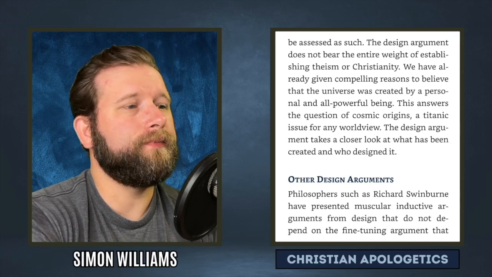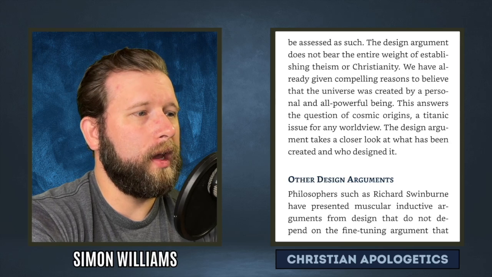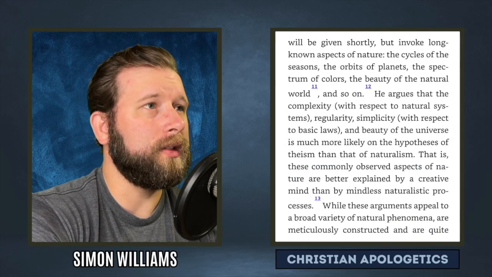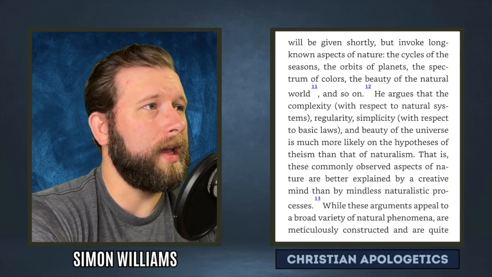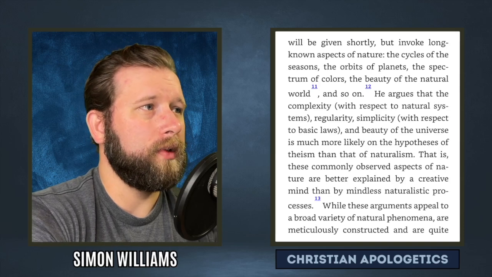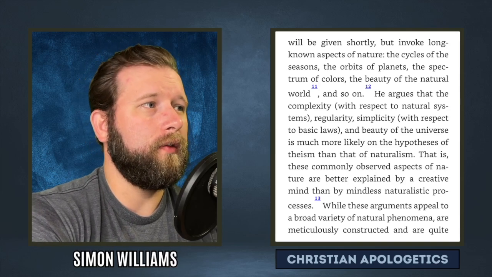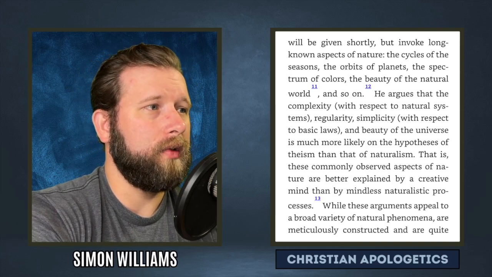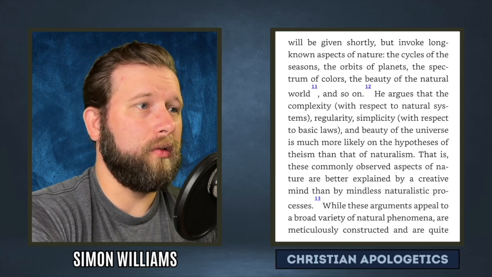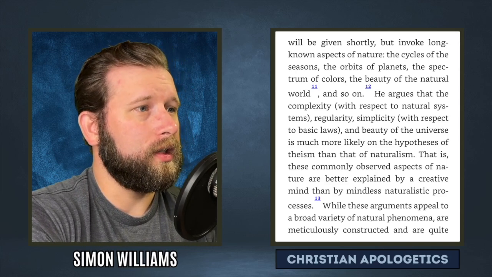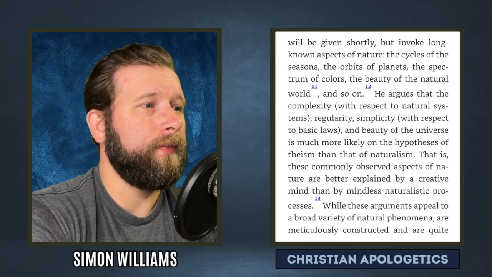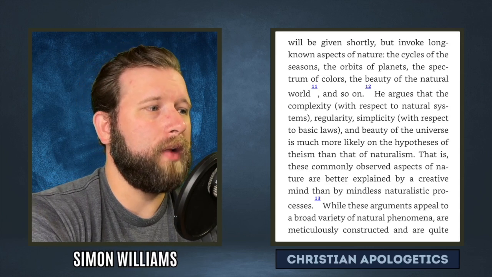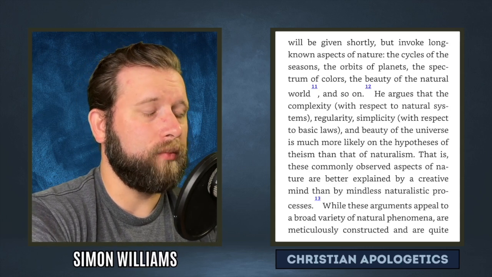Other design arguments. Philosophers such as Richard Swinburne have presented muscular inductive arguments from design that do not depend on the fine-tuning argument that will be given shortly, but invoke long-known aspects of nature: the cycles of the seasons, the orbits of the planets, the spectrum of colors, the beauty of the natural world, and so on. He argues that the complexity of natural systems, regularity, simplicity with respect to basic laws, and beauty of the universe is much more likely on the hypothesis of theism than that of naturalism. That is, these commonly observed aspects of nature are better explained by a creative mind than by mindless naturalistic processes.